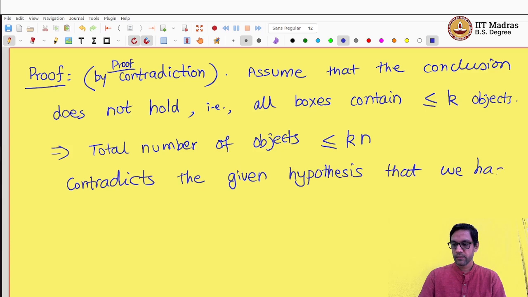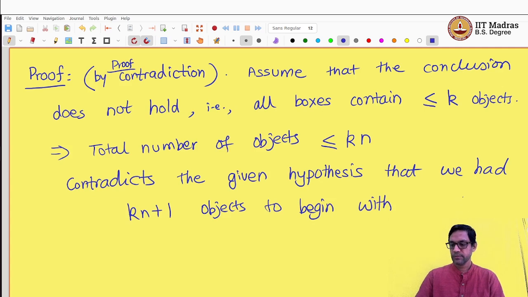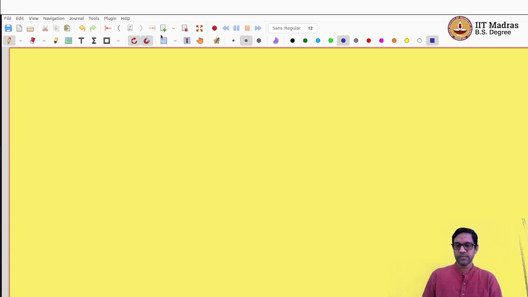We had kn plus 1 objects to begin with. So that's the end of the proof. Okay, so proved. Now, this is a fairly intuitive statement, but anyway, it's nice to see a formal proof. What is really interesting about the pigeonhole principle is the various ways in which it can be applied. It is the applications that are the main interest in the pigeonhole principle.